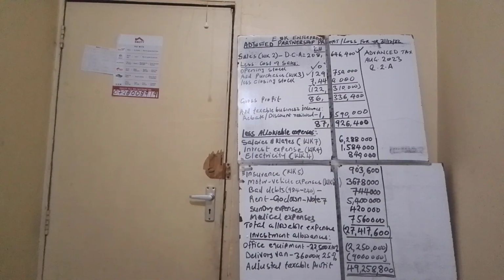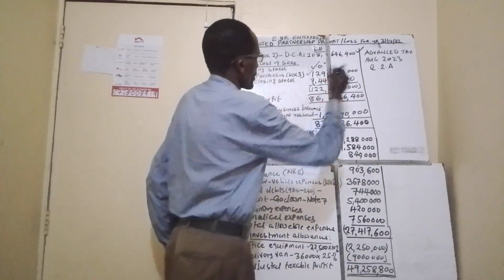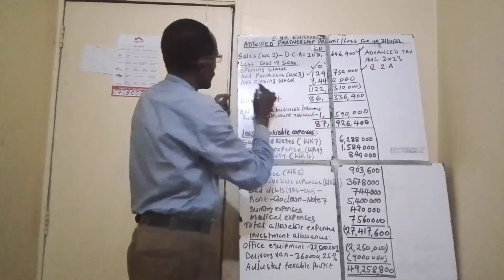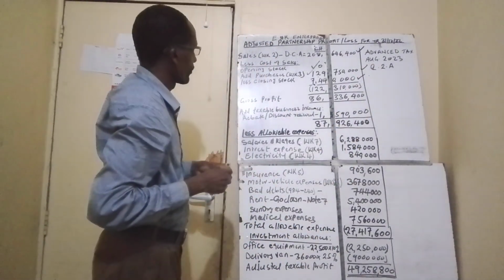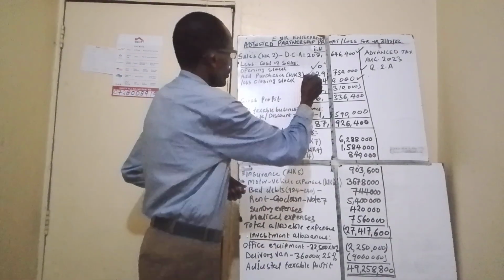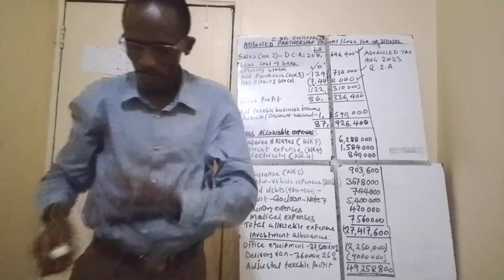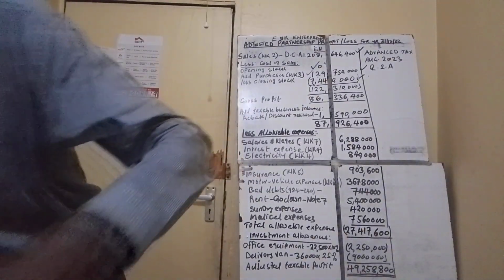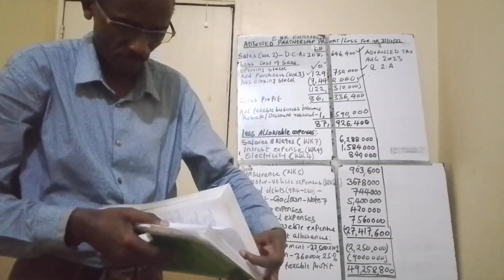Okay, I think that is okay with that. So that is how we have gotten 129,750,000. Then we less the closing stock. Closing stock has been given.